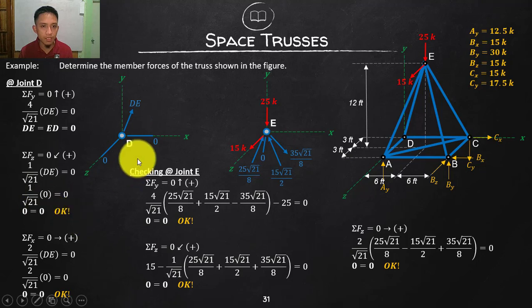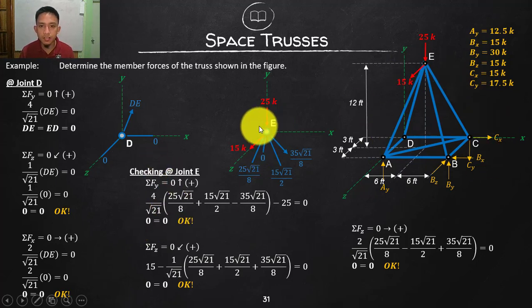So we are okay with that. The same with summation along X component of DE. Since DE is 0, there is none, so 0 is equal to 0. Okay, so now we can proceed to joint E. Again, all we need to do is to check at joint E. If we satisfy that one, then we are 100% sure.